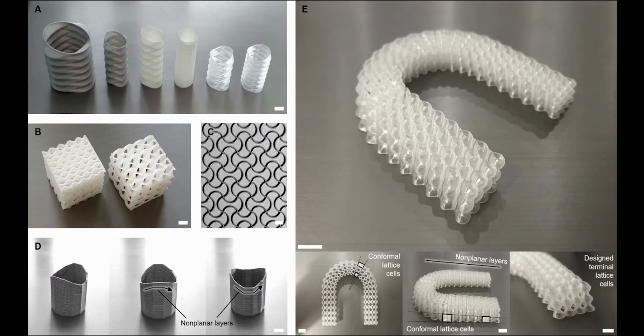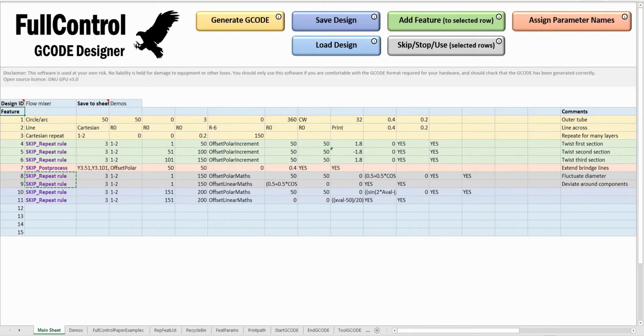Now I'm going to show you the design of a practical component where the features are of the same size as the actual extruded filaments. And this is going to be a flow mixer for mixing 2 different fluids. A lot of the functionality that I'm going to show in FullControl will be related to this mathematical design figure in the paper, where we'll be using sinusoidal waves to fluctuate the geometry or the position of individual filaments.